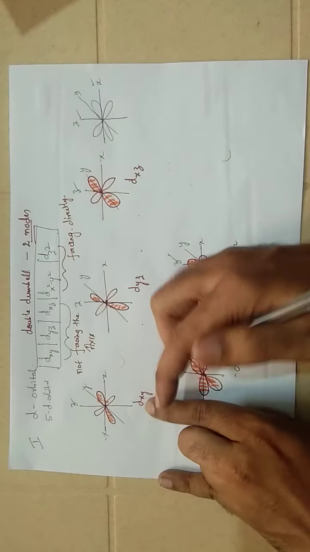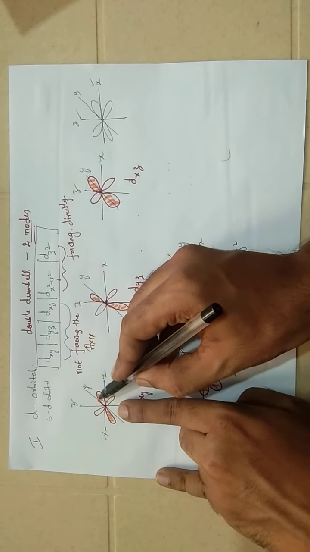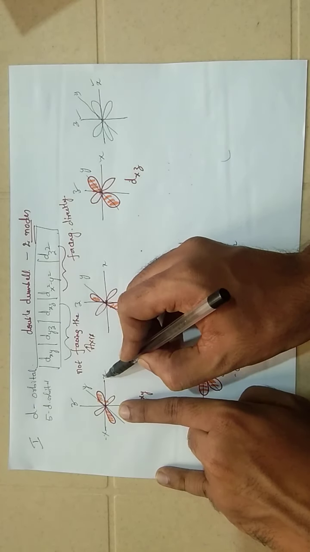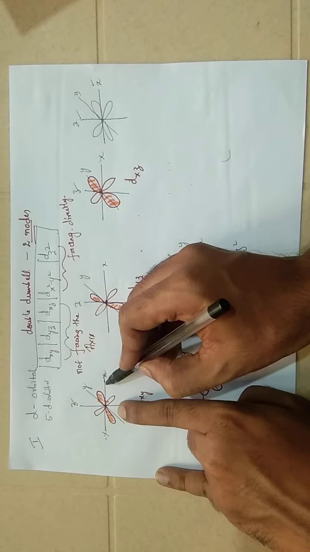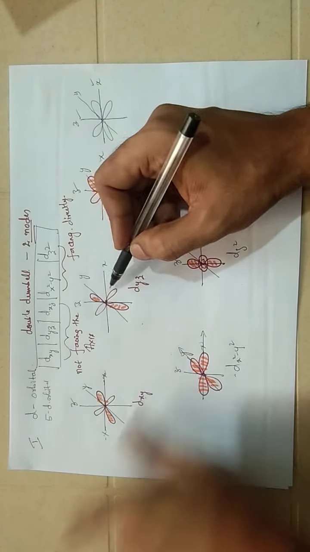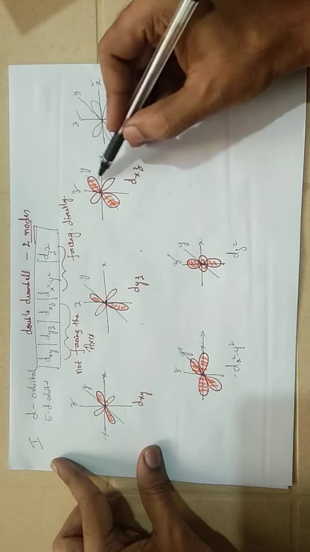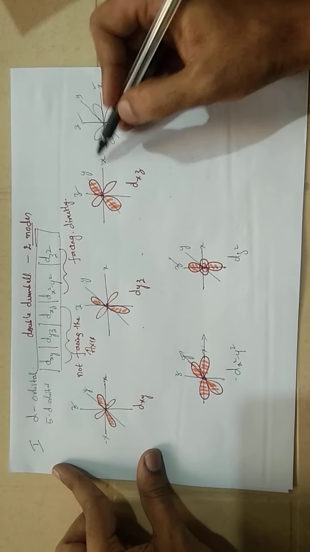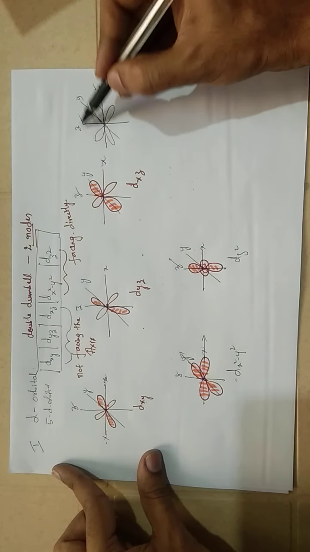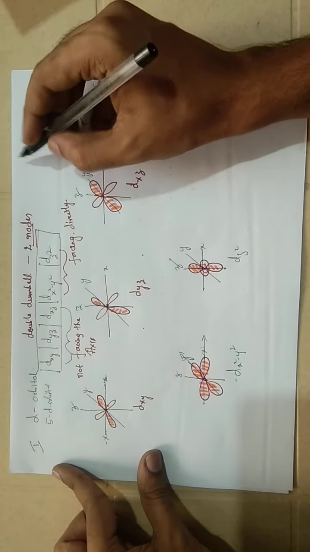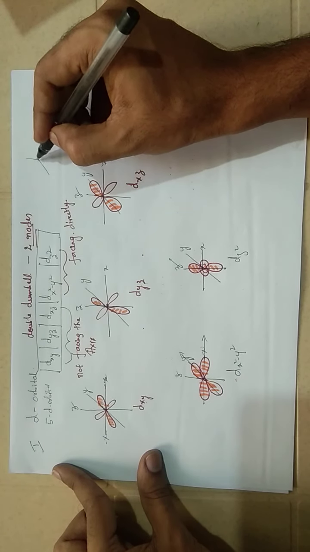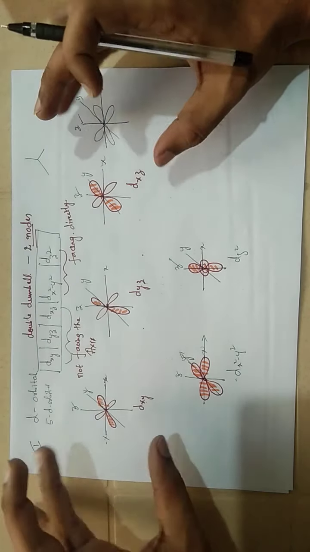First is dxy. What is dxy? It is the orbital which lies in between the x and y axes. dyz is in between the y and z axes. dxz is in between the x and z axes, as I'm showing here. We know that all three axes x, y, z are perpendicular. You should remember this, a very important thing.